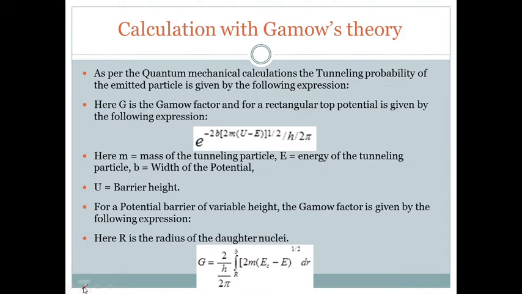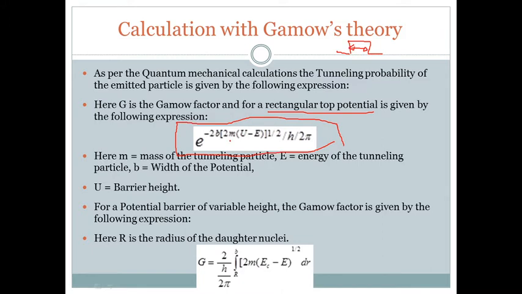We had derived this expression in the previous lecture. This is the expression for the probability of alpha tunneling. This is for the rectangular top. So please understand, this is for a rectangular top potential, where B is the potential width. Now, if you want to understand this, let me try drawing it here. This is your width, this is your B.